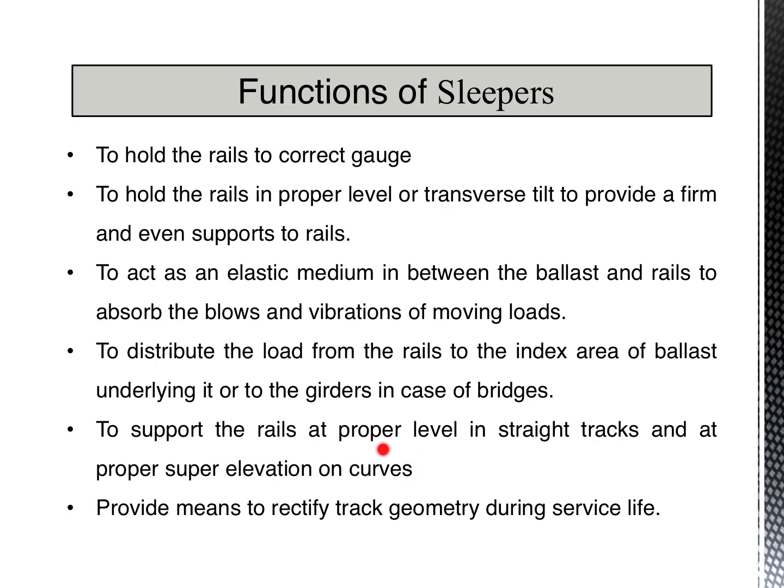This can be maintained with the help of the ballast provided below, by varying the thickness of the ballast layer. With the help of that you can maintain the super elevation at the curve. And the last function is that it must be provided in such a way that you can rectify the track geometry during the service life. So these are some of the functions to be served by the railway sleepers.